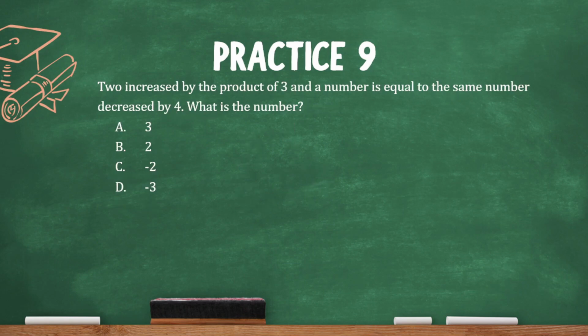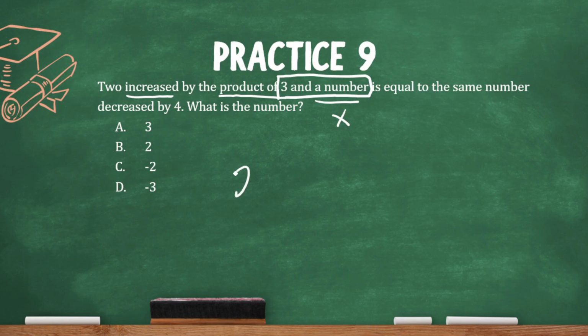2 increased by the product of 3 and a number is equal to the same number decreased by 4. What is the number? This is an algebra word problem. It might be one of the more difficult word problems you'd see. So let's go ahead and translate this English text to math. Math is just another language. So 2 increased by the product of 3 and a number. Okay, we've got the product of 3 and a number. When they say a number, they're just talking about x or whatever other variable you want to use.